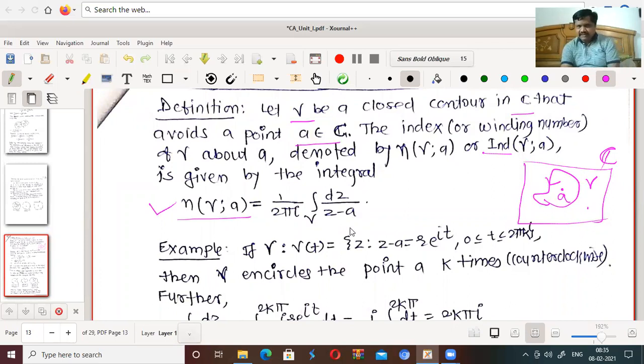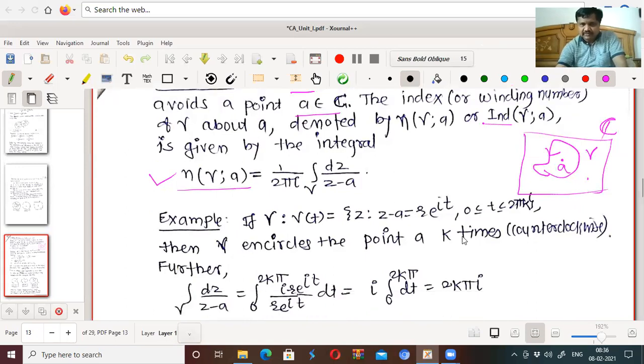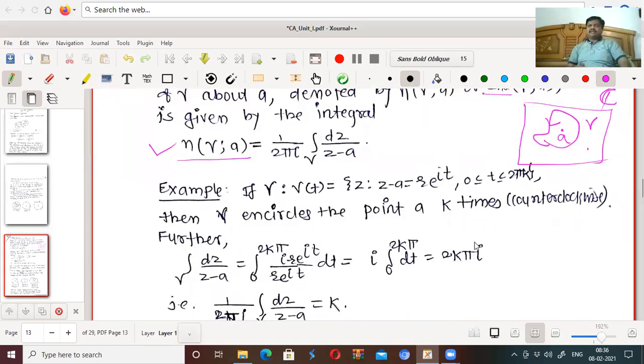Now what does n of gamma at A actually mean? We will see that exactly. But for this moment, the definition of index of gamma about any point A is nothing but 1 by 2 pi i times the integral over gamma of 1 upon z minus a with respect to z. We'll see an example first and then go for the geometrical interpretation of index number.